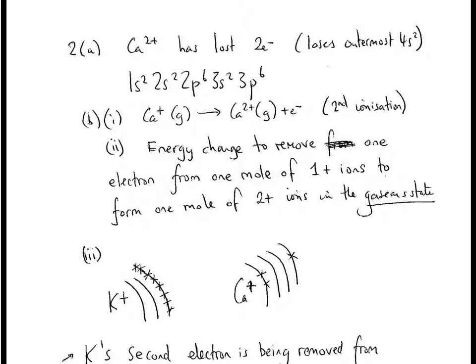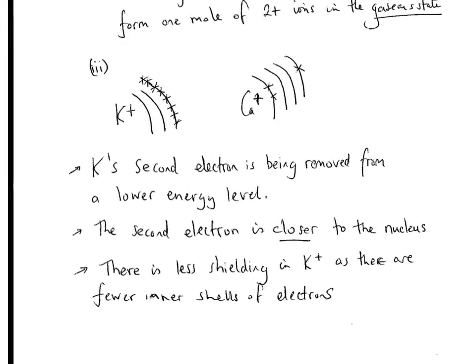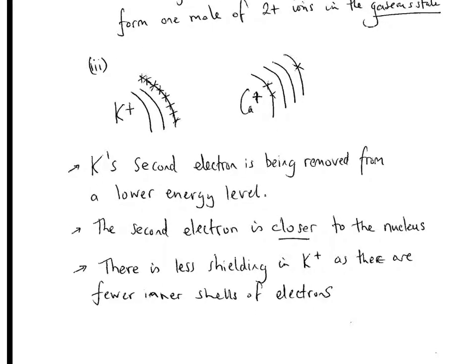Explain why the second ionization energy of potassium is greater than the second ionization energy of calcium. Potassium's electrons, we've now gone inner shell. Calcium's outer electron is still on the outer shell. So potassium's second electron is being removed from a lower energy level. Lower energy level means in a shell close to the nucleus. So we're now on the 3rd shell here for K, the 4th shell here for calcium plus.